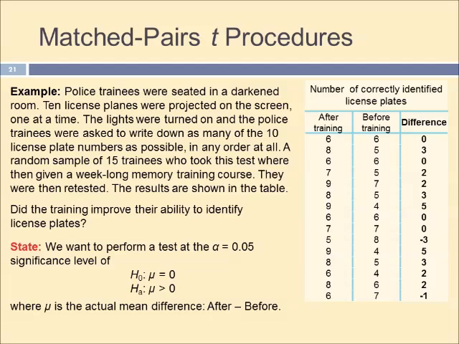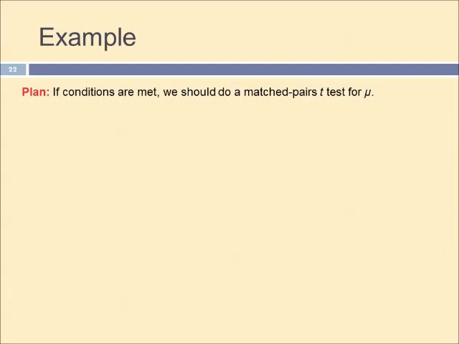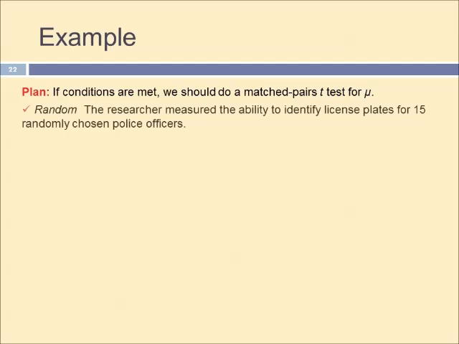So we want to perform a test at a 5% level of significance. The null hypothesis is that the mean is 0, that is, the difference of after and before is 0. And the alternative is that they improved, so the after result is greater than the before result. So the difference after minus before is greater than 0. And if we have the conditions, we can use a matched pairs t-test.